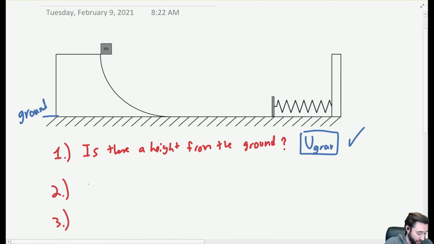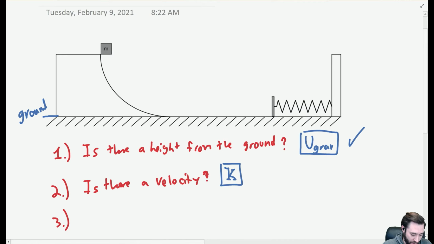So the second question is, is there a velocity? This one obviously pertains to kinetic energy. Anytime I'm talking about something moving, that's going to be kinetic energy. This is the instant right after I release it, so it hasn't had enough time to start moving. So there is no kinetic energy present at state 1.